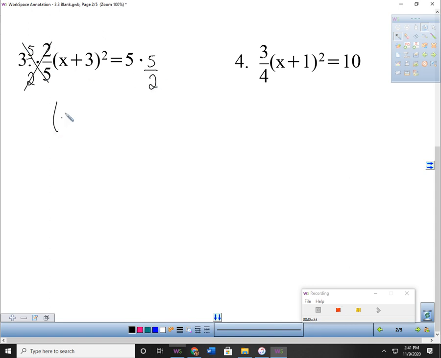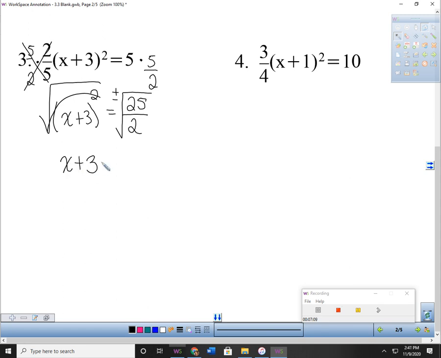So now I have the x plus 3 quantity squared is equal to 25 over 2, and that does not reduce, right? Okay, and then what do I need to do? I'm going to need to get rid of this square, right? Because in order to get inside the parentheses, I have to take care of the part that's on the outside first. So I will square root, and I'm not going to forget that I have a positive answer and a negative answer, right? So I have x plus 3 is equal to plus or minus.